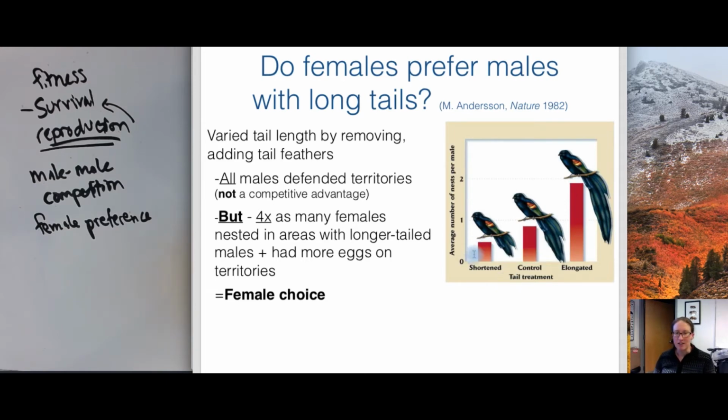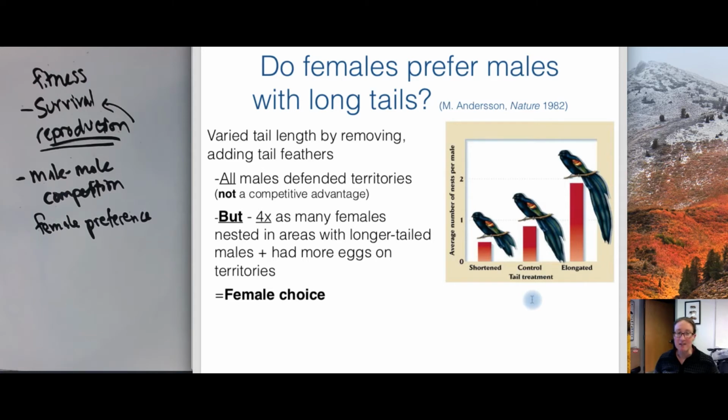So he took a group of these widow birds, he changed their tail length, and then he released them back into the wild and then observed what happened. And first off, what he found was that all of the males, regardless of their tail length, were still able to defend a territory. So what that indicates is that in this case, tail length is not contributing to male-male competition if they're all equally capable of defending a territory, so no competitive advantage.